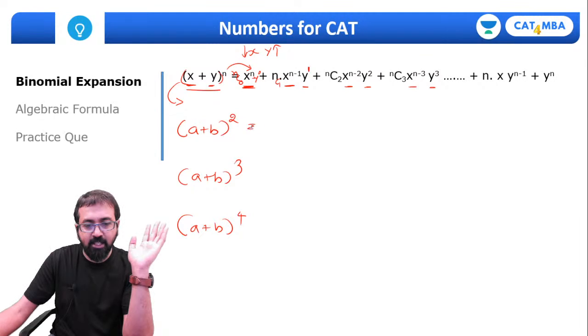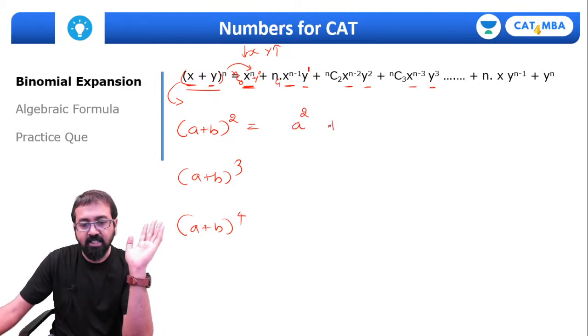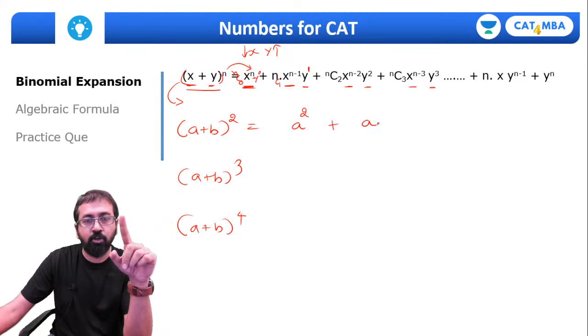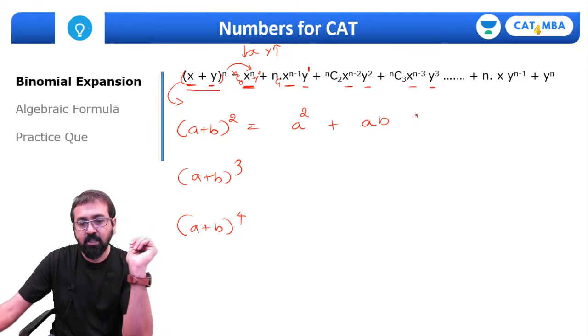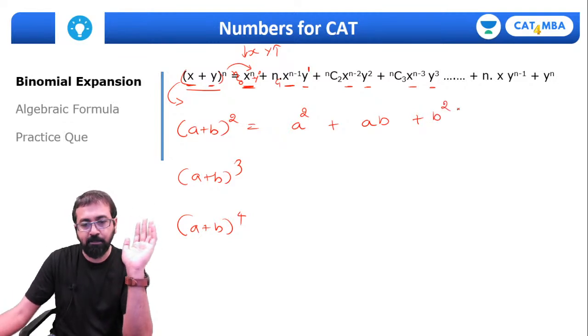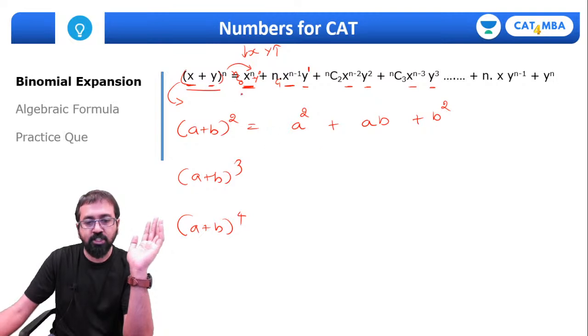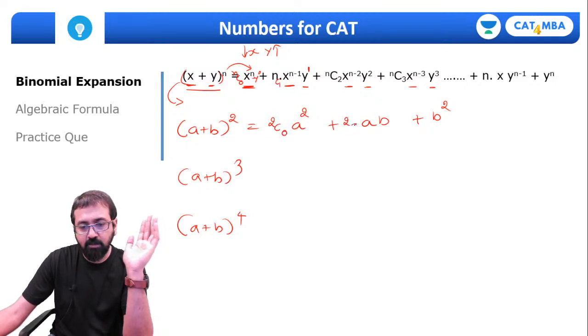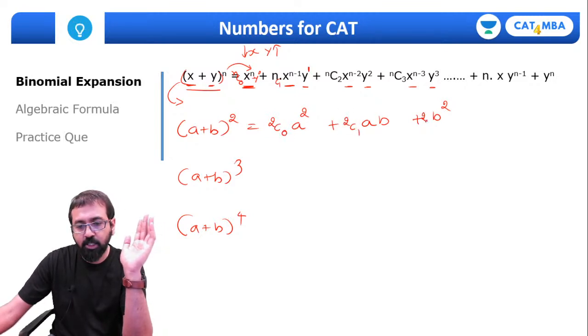So let's apply that over here. The first term will have a square and 0 power of b. Then the second term will have 1 less power of a and 1 power of b. The third term will have 2 less power of a, that means a raised to 0, meaning no power of a, and 2 powers of b. Right? Now what about this coefficient? So first term will be nC0. So here it will be 2C0, then second term will be 2C1 and third term will be 2C2.